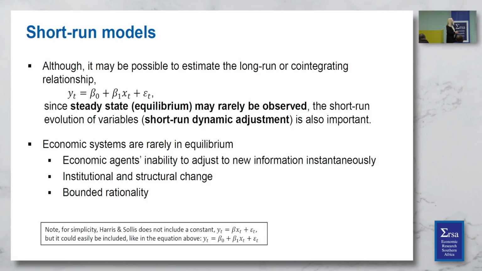So we estimate that long-run steady-state relationship, and we know that that is rarely observed. That's why we're also interested to model that short-run dynamic adjustment. Reasons why systems are not in equilibrium? Why would that be?